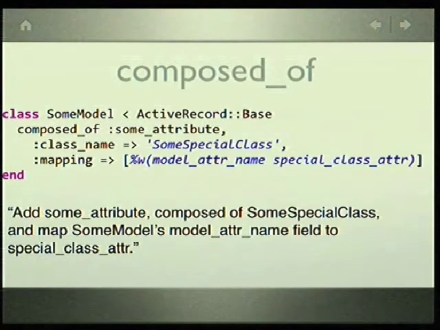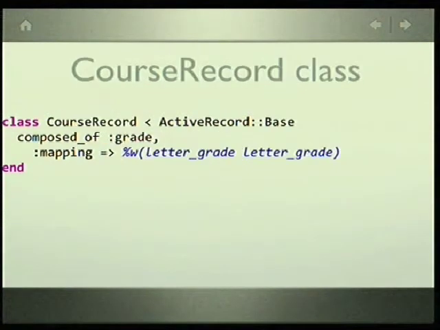And the way it reads, as Chad says, is add some attribute composed of some special class and map some model attribute name field to the special class attribute. Now reading that even a couple of times doesn't tend to make a whole lot of sense. So I have a picture here that I think will make it look a lot more sensible.